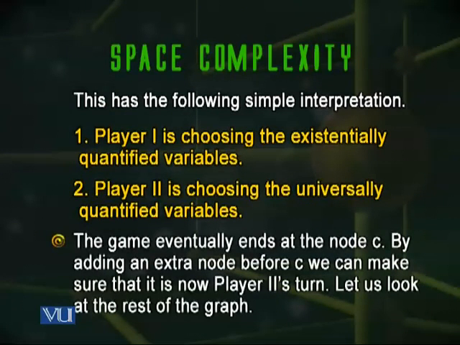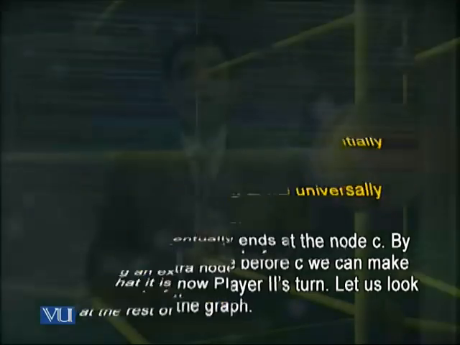The game eventually ends at the node C. So, if you think about how the game will be played on this diamond structure, player 1 will be making choices which we can interpret as choosing existentially quantified variables. Player 2 will be making choices which we interpret as him choosing the universally quantified variables. The game continues, and it will eventually end at the bottom node, which we have designated C.